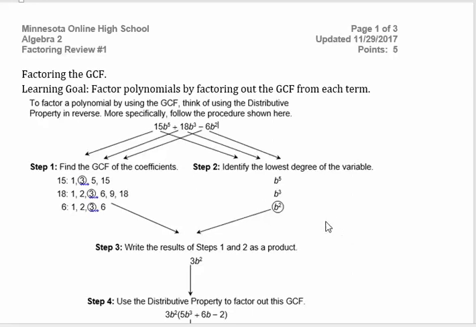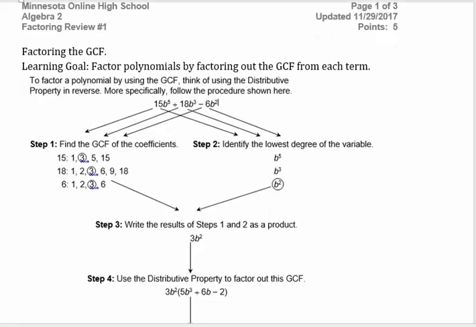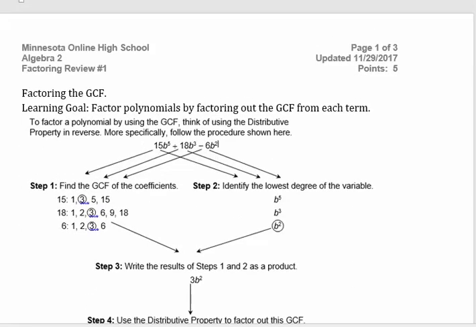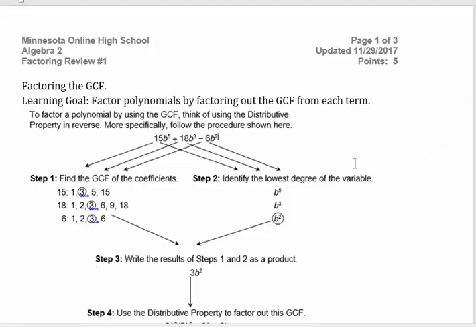Hello, this is Ms. DB, and in this video I'm going to review how to do some of the problems from the Factoring Review Number 1 worksheet in Algebra 2. This should be a review from Algebra 1, but for some of you it may be it's been a while since you've done this, or maybe you didn't quite get it the first time around.